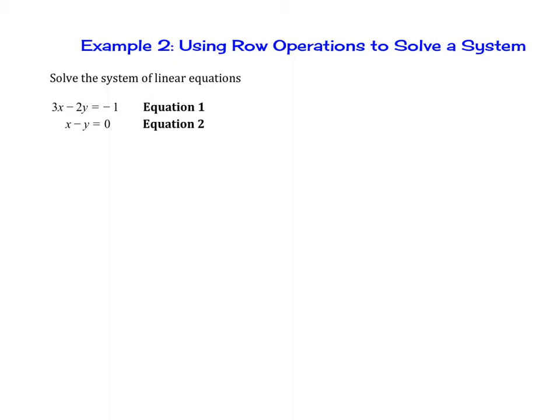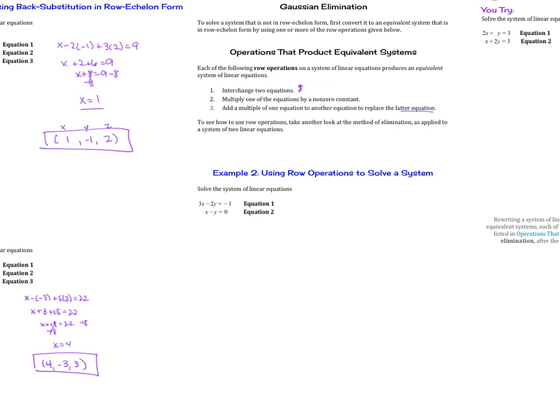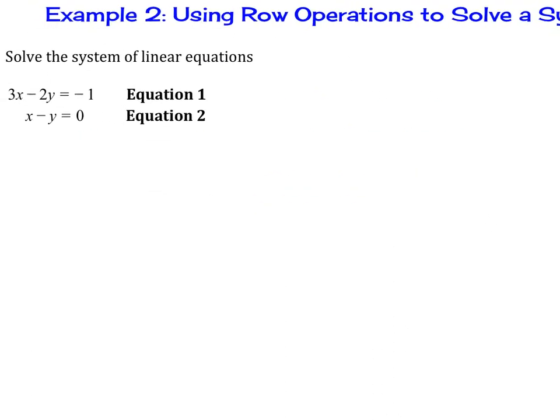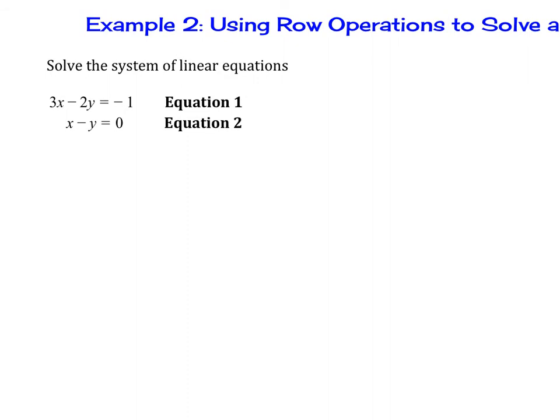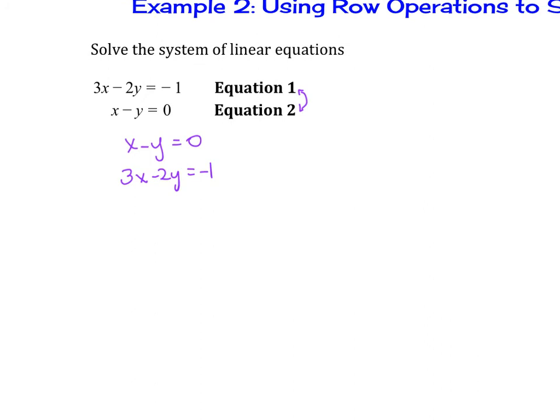We need a leading coefficient of 1 in the first equation. So what we're going to do in this case is exchange equation 1 with equation 2. Equation 2 we'll put on top, and equation 1 we'll put on the bottom. So now we have x minus y equals 0 because the leading coefficient is 1. Then we have 3x minus 2y equals -1. So you want to leave equation 1 as it is, and then we'll want to solve for y in the bottom equation.